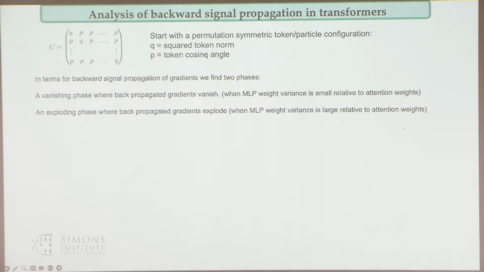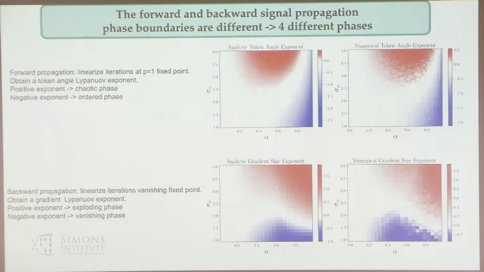And it also happens when the MLP weights control everything actually. When they're small relative to the attention weights, the gradients vanish. And when the weights are large relative to the attention weights, the gradients explode. Okay, so again, if you kill the MLP by not having any weight variance in the MLPs, you just have iterated attention, you get vanishing gradients. Right? Okay, so now what we can do is derive the analog of Lyapunov exponents for both the forward and the backward signal propagation.